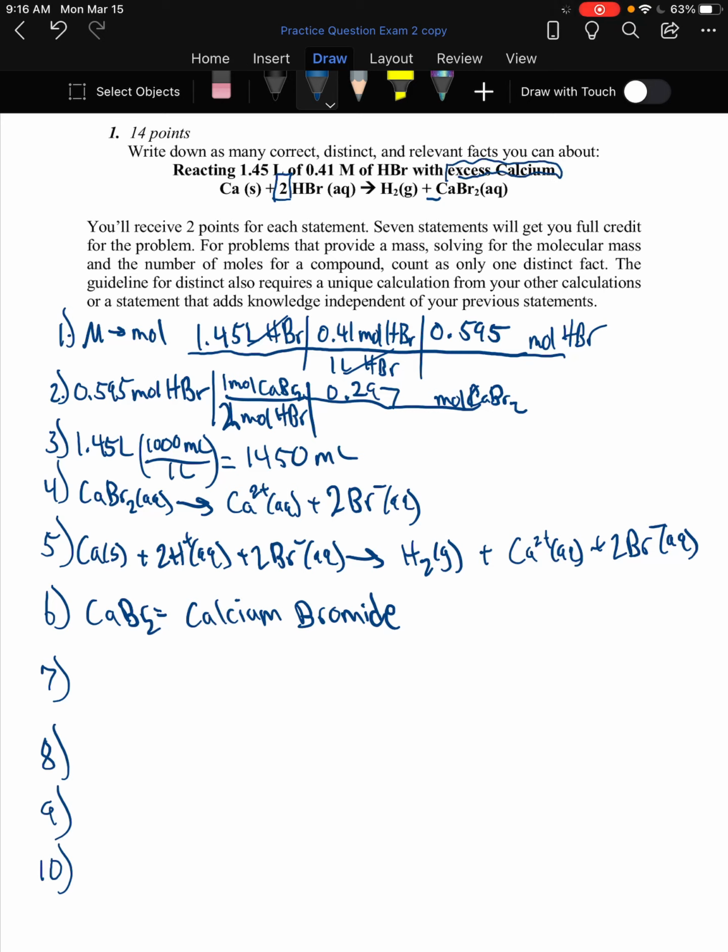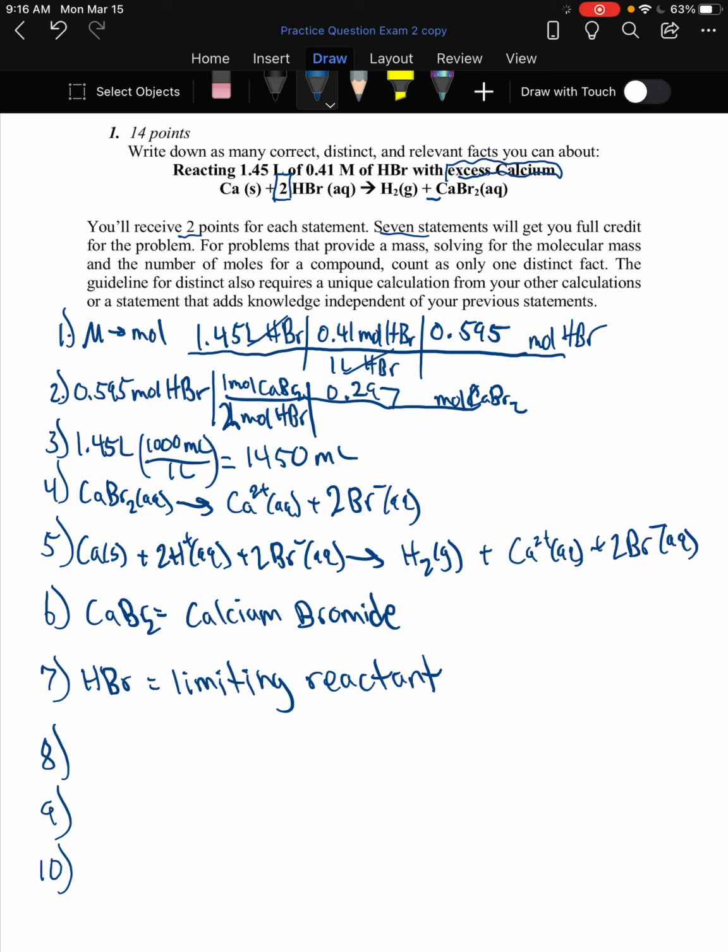Another thing that you could say about this problem, because you're told that HBr is reacting with excess calcium, is that HBr is the limiting reactant. So that is the limiting reactant. And at this point, you have satisfied the 7 rules, indicating that you would get full credit for this because you're told you receive 2 points for each one and you need 7 statements to get full credit. But we could also do some other things with this.